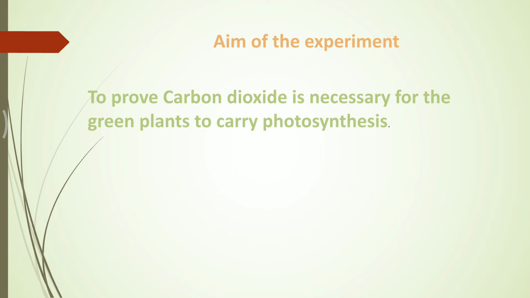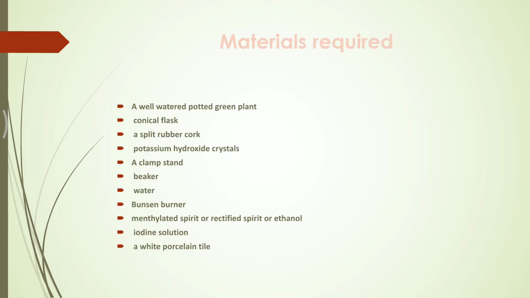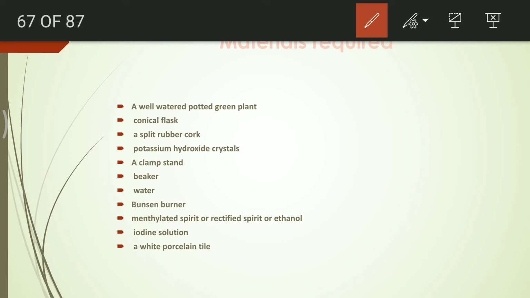The next experiment which we do is in order to find out that carbon dioxide is necessary for green plants to carry out photosynthesis. So the materials required are almost the same, but there is one thing which is new, that is potassium hydroxide crystals. The importance of these crystals is that they are capable of absorbing carbon dioxide.